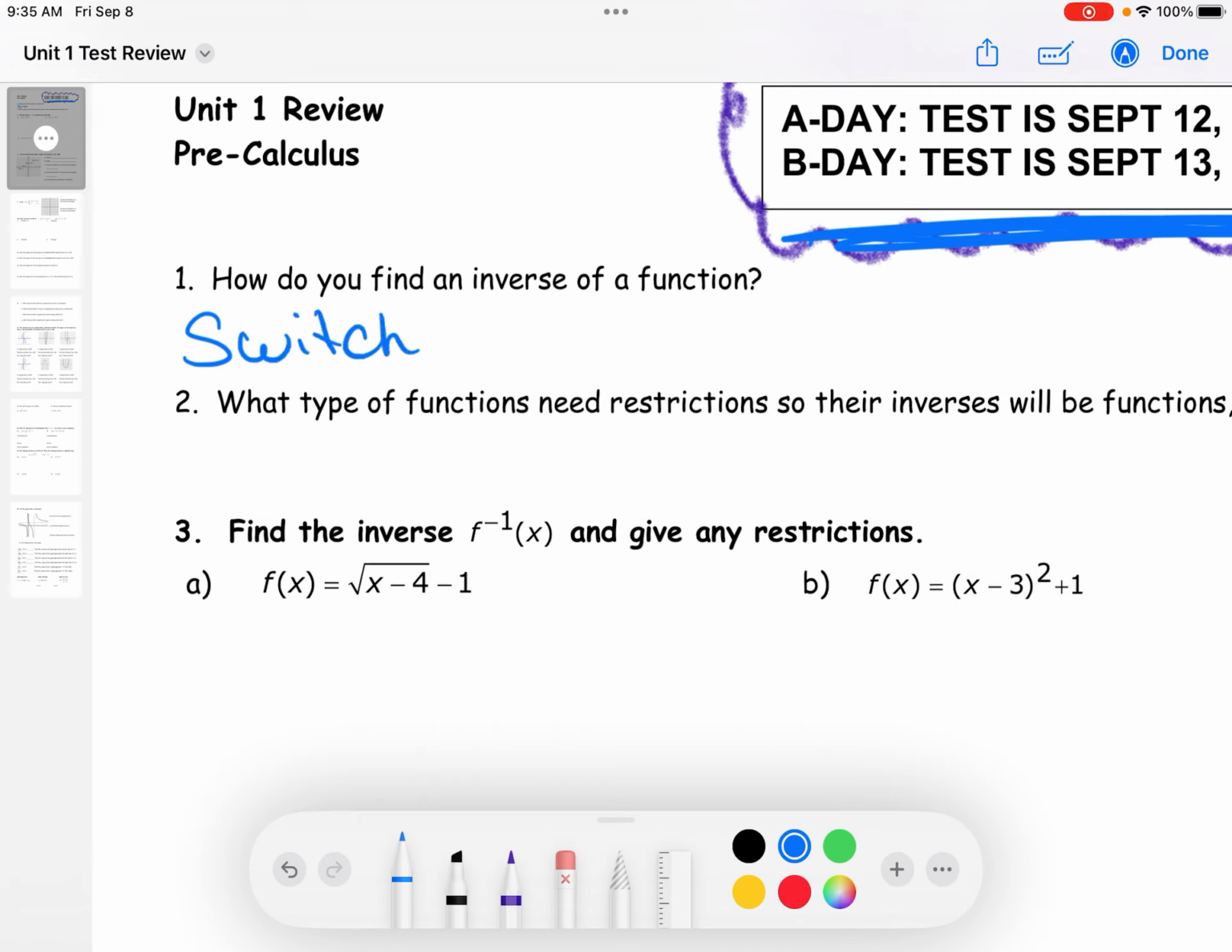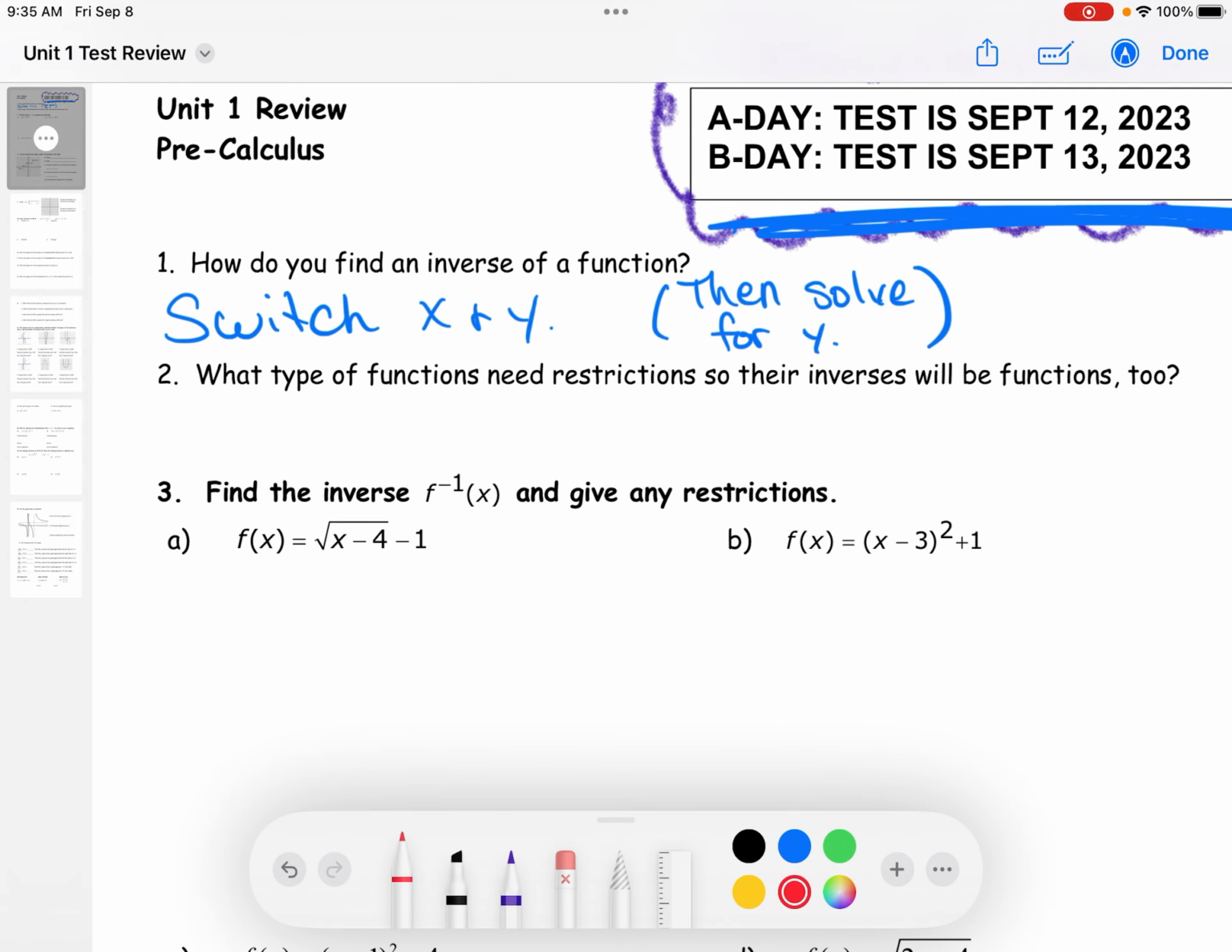Switch x and y. Then if it's an equation, we'll solve that equation for y so that it's in a nice form. Then there are some types of equations that need restrictions to make the inverses functions as well, and those are quadratics.